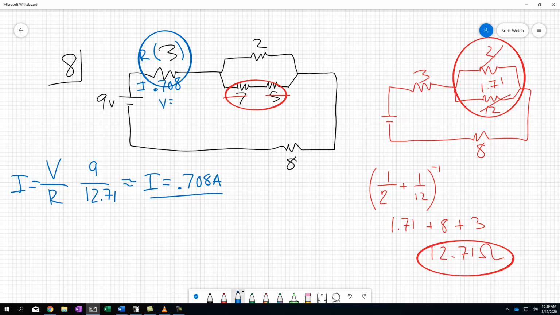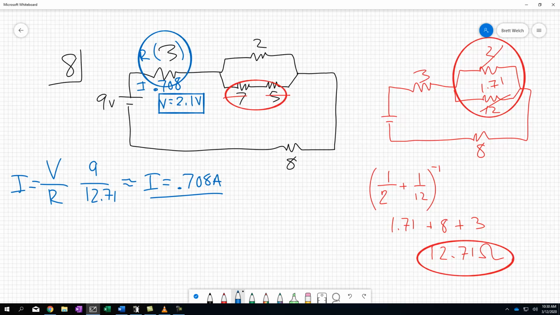How much voltage loss do I have through the 3 ohm resistor? Just times that. We get 2.12. We'll call it 2.1 volts. Okay? That's the answer to question 10. It's 2.1 volts. However, I want to know that you can find it on every single resistor.